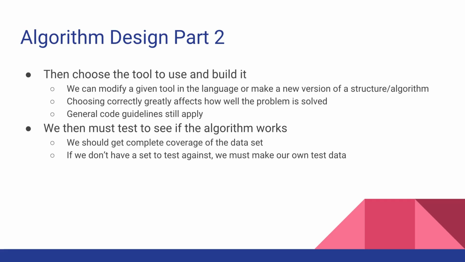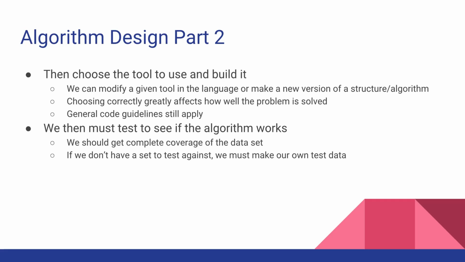General code guidelines still apply, so we still need to comment, indent, and make sure our code is readable by other people. We then need to make sure we test if the algorithm actually works. This is pretty important, because otherwise we don't know: is the algorithm only going to work theoretically, or does it actually work for a real situation that we have to solve?